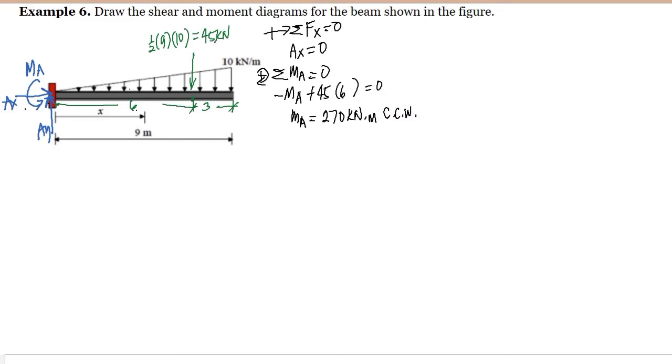In order for us to compute for the vertical reaction at A, we have to summate forces vertical is equal to 0, taking the upward direction as positive. So we have here AY, assume directed upward, so it is positive, minus we have the 45 kilonewton, it is negative because it's directed downward, and this is equal to 0. So solving for the value of AY, then AY is equal to 45 kilonewton since it is positive. So the assumption that AY is directed upward is correct.